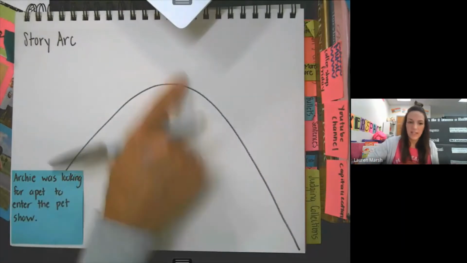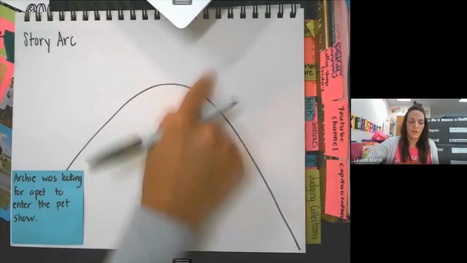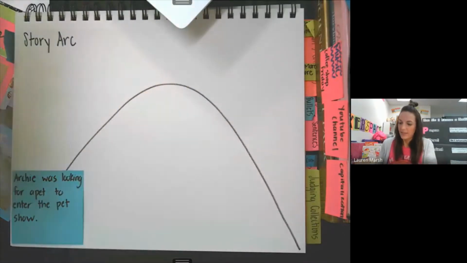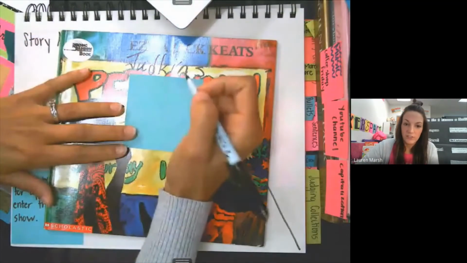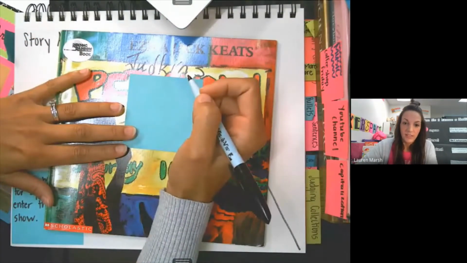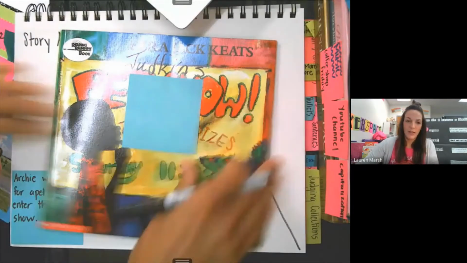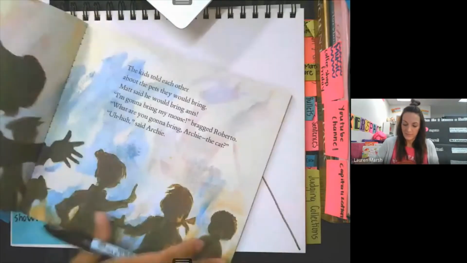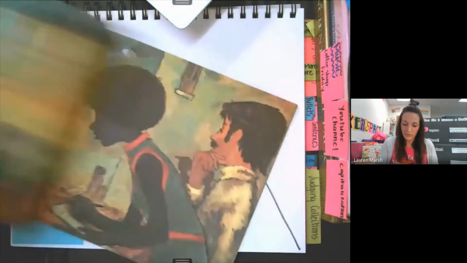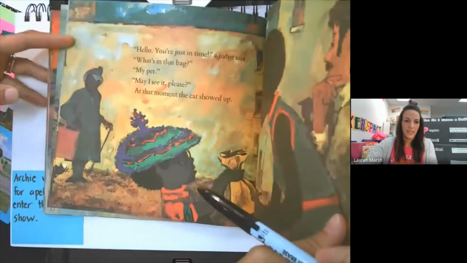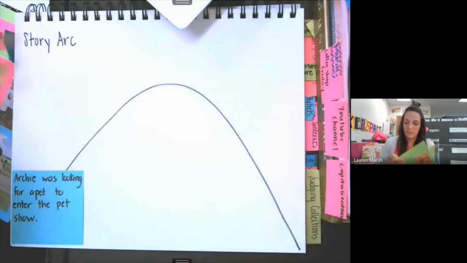Okay. Now, right here on the top, I'm going to put like the big whoa moment that happened here. Okay. Which was that when Archie couldn't find a pet to go in the pet show, the pet that he was looking for, that cat, remember, showed up with the old woman, and the old woman got Archie's prize. Remember when the old woman showed up right there? And she got a blue ribbon prize because she showed up with the cat. So that's going to be the problem.